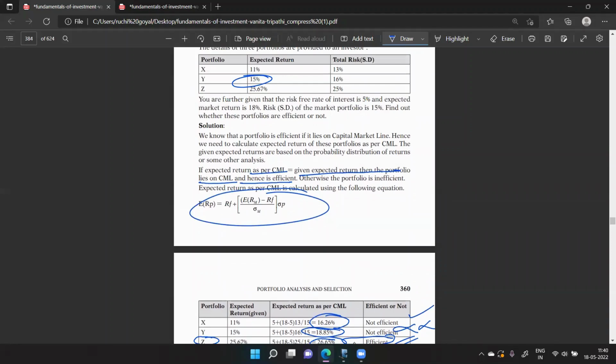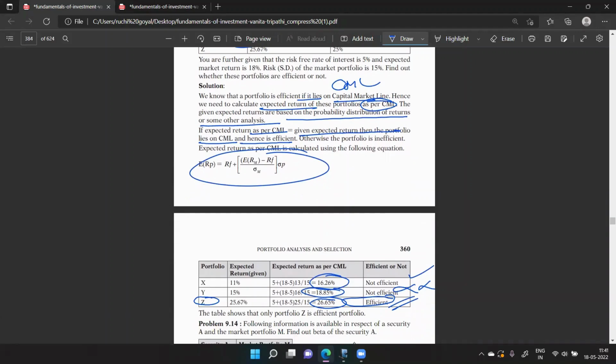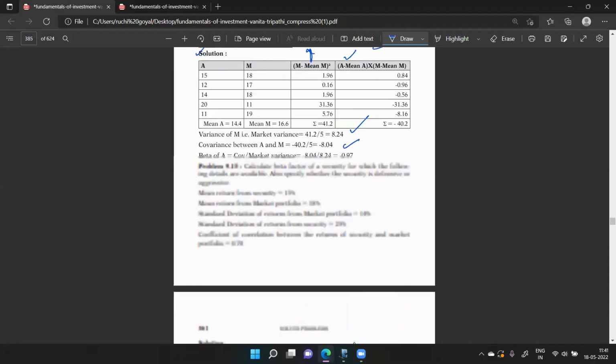We know that the portfolio is efficient if it lies on the CML line. Hence, we need to calculate the expected return of these portfolios as per CML. The given expected returns are based on the probability distribution or some other analysis. If the expected return matches, the portfolio is efficient; otherwise the portfolio is inefficient.